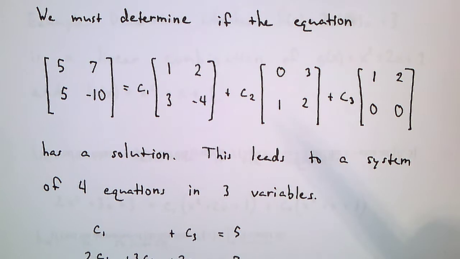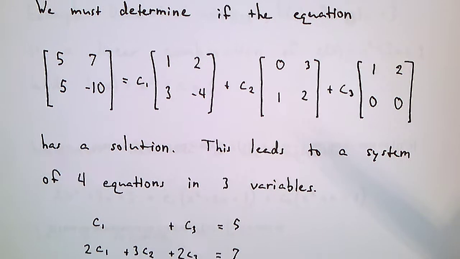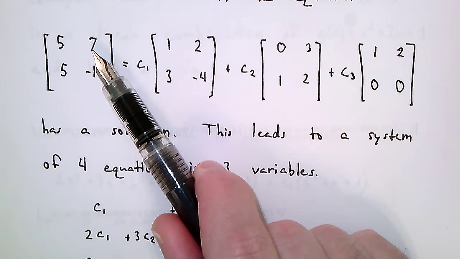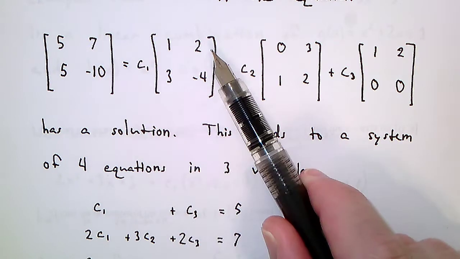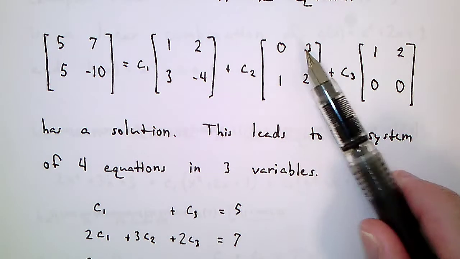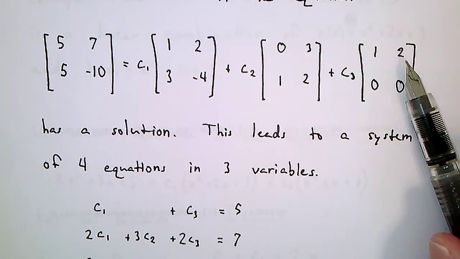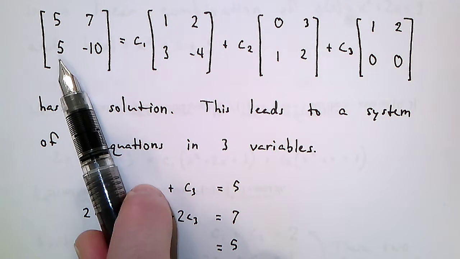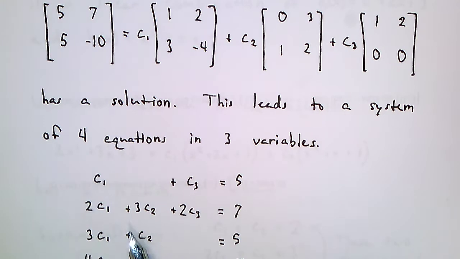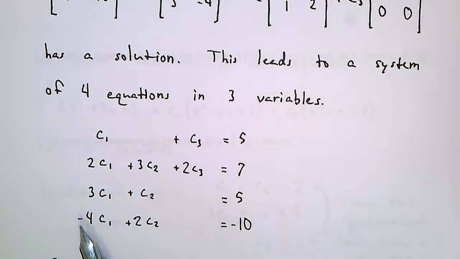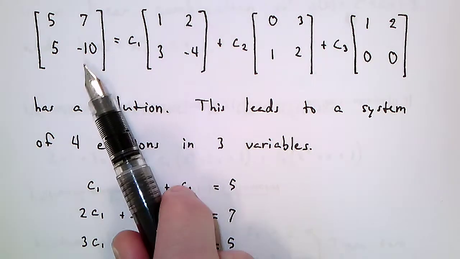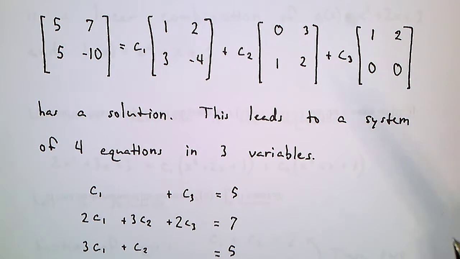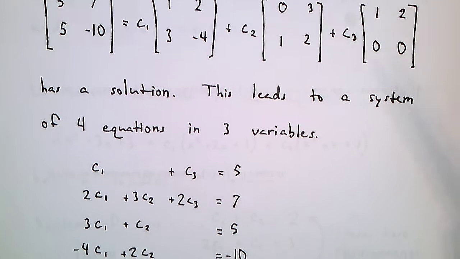And then we'll get another equation for each other entry. So the second equation would come from this entry. 7 has to be equal to C1 times 2 plus C2 times 3 plus C3 times 2. And then take a look at the bottom left entry to get the third equation. And then for the fourth equation, you'll look at the bottom right entry of the matrices. So there's one equation for each entry in our matrices.